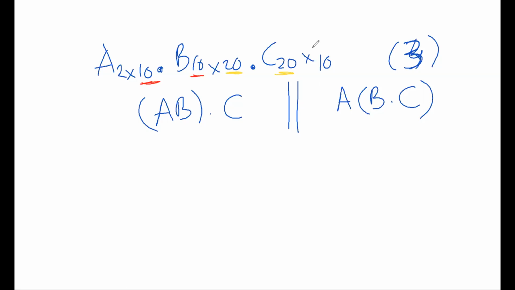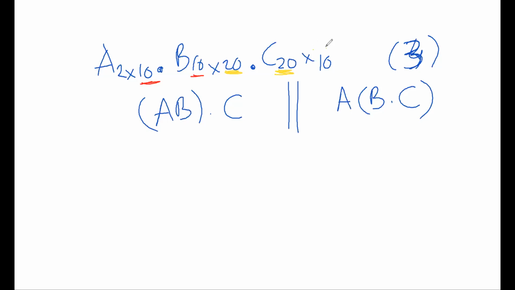Once you have a sequence of matrices which are placed in order, the assumption is all the chain of matrices will be compatible in terms of multiplication, having this criteria fulfilled. Okay, just give me a second.